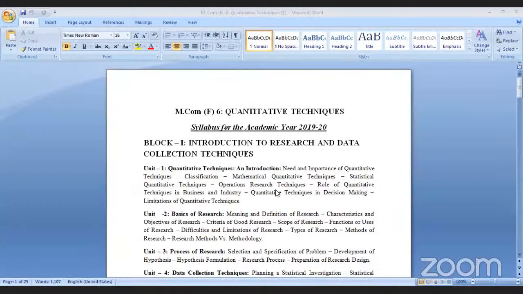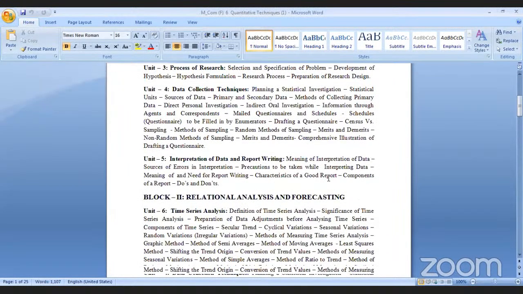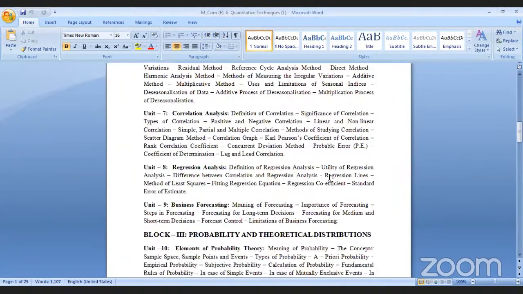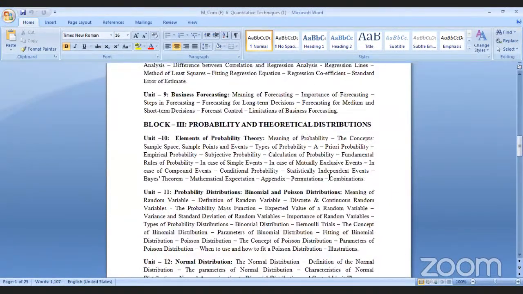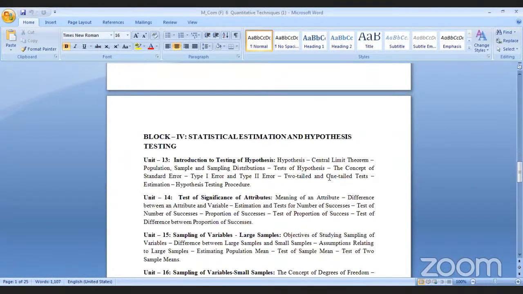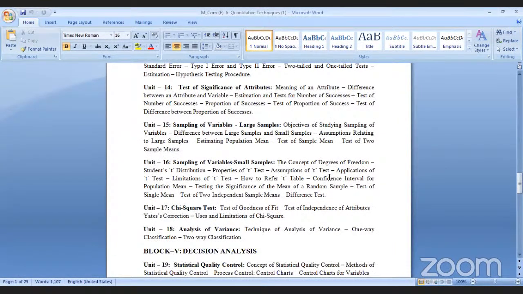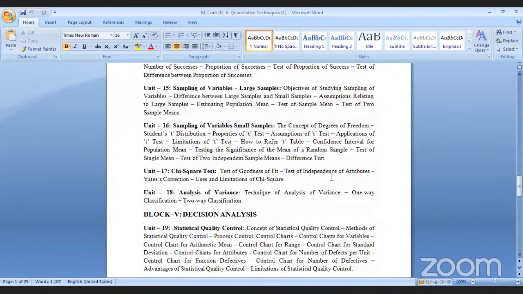So wait. So students, please observe this syllabus. So regression, correlation. So I am focusing on only the important topics. Okay. So I'm moving to block number 4. Okay. Block number 4. In that block number 4, we are going to discuss the new topic.